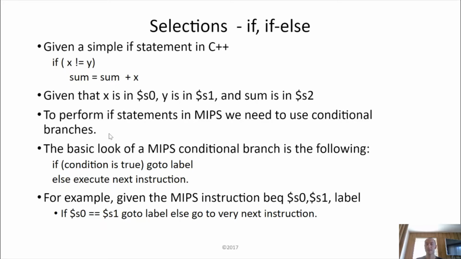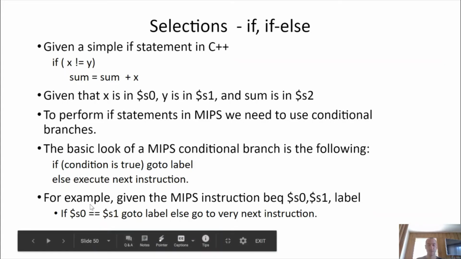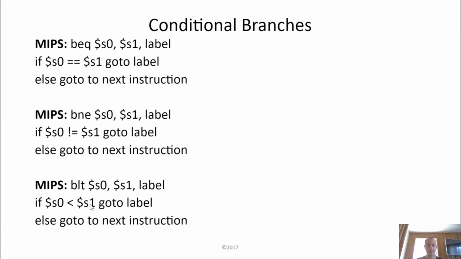If you had an else and this wasn't true, we would skip here and go to the else. So how do we do that in MIPS? We have a series of instructions that check some kind of condition, and then we give it a label. If that condition is true, we go to that label. If the condition is not true, we go to the next line. I'm going to show you more examples, so let's look at this one.